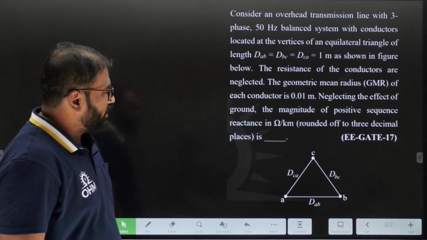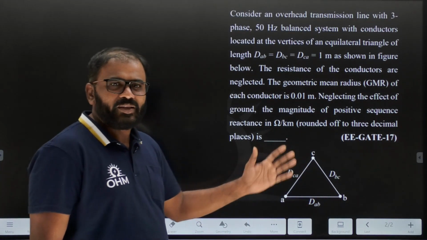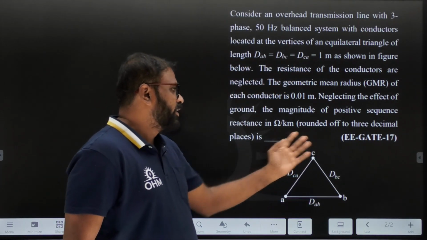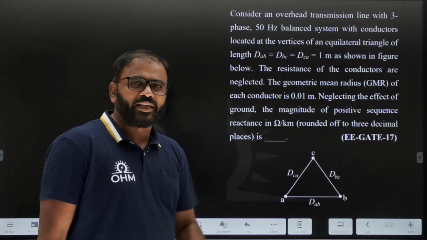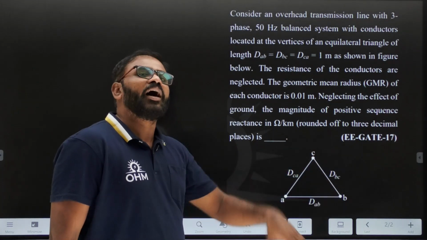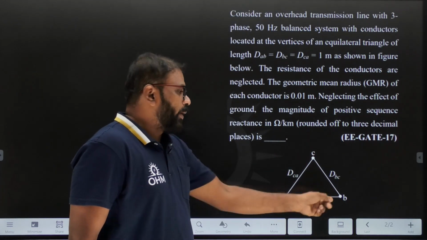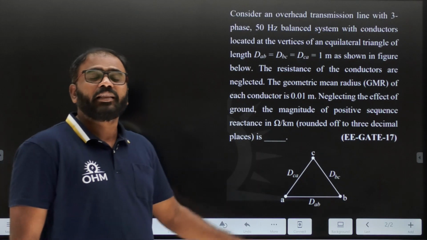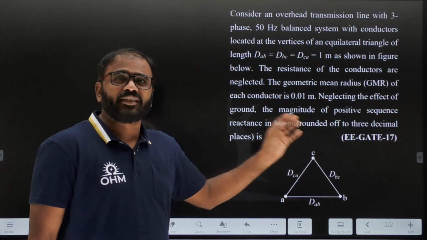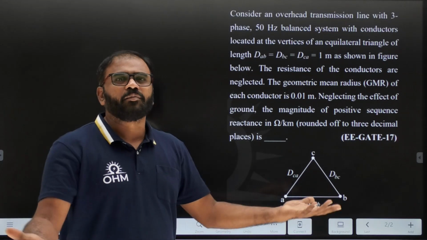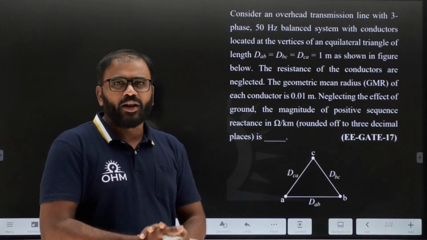See, it is an equilateral spacing. That's what is clearly mentioned in the problem. DAB, DBC, DCA same. That itself is saying it is an equilateral spacing or symmetrical spacing. That means the conductors are arranged to form an equilateral triangle, or the conductors are located at the vertices of an equilateral triangle. So whatever the way the question is given, it is nothing but symmetrical spacing or equilateral spacing.